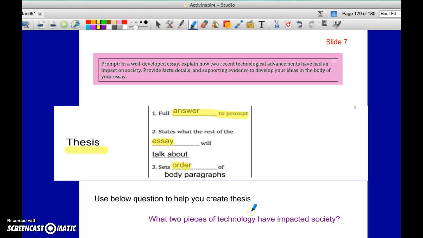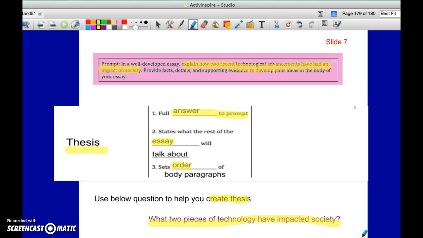But in case you're still having any trouble, sometimes rephrasing the prompt into a question can help you create a thesis. In this case, if we looked at our prompt, we could rewrite this part of the prompt into a question to help us formulate our thesis. We could ask, what 2 pieces of technology have impacted society?